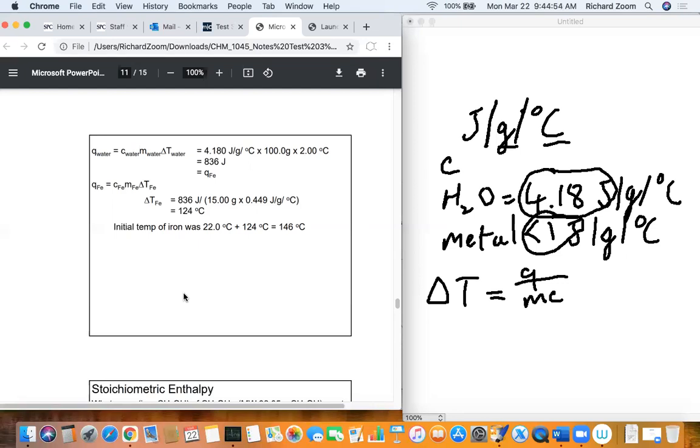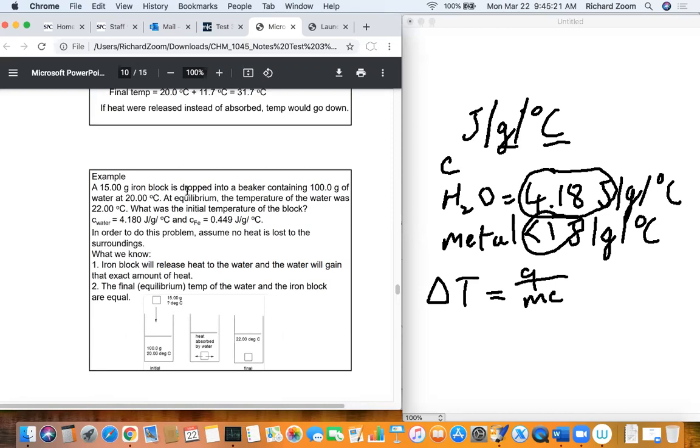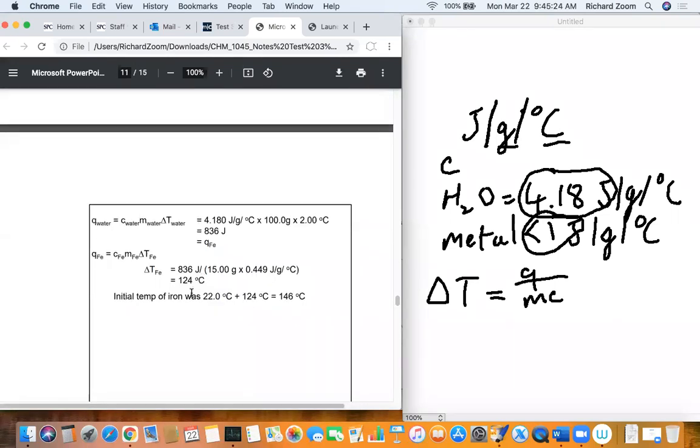So if you remember, we're looking for the initial temperature of the iron. So to do that, we need to find the change in temperature of the iron. If we know what the heat given out by the iron was, which was 836 joules, then we can solve for delta T, knowing what the mass and the heat capacity of the iron are as well. All of that was given in the problem. The mass of the iron and the heat capacity of the iron are given to us. And you can see the change in temperature of the iron was 124 degrees Celsius. This does not represent the initial temperature of the iron. It represents the temperature change for the iron.